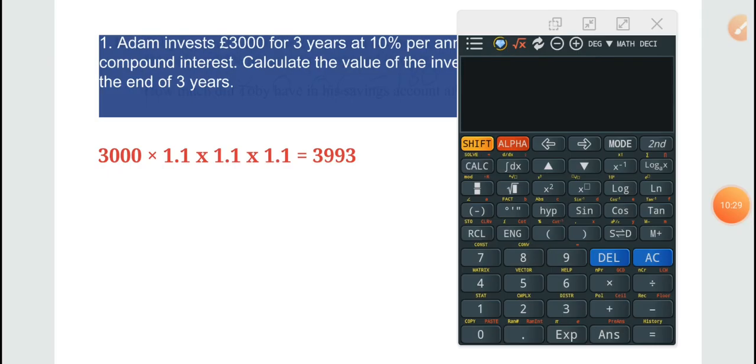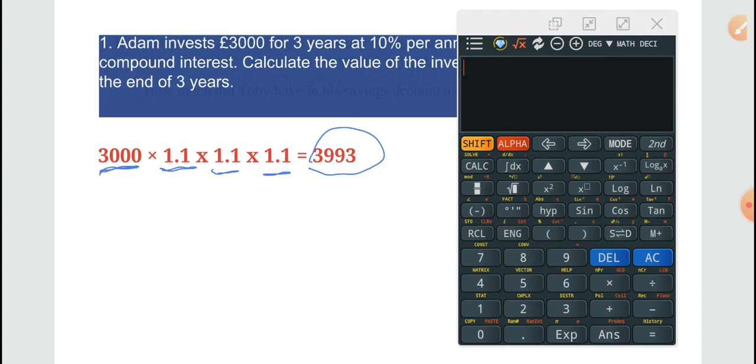So I've just tidied up a little bit. So remember, the £3,000 was what we invested at the beginning of the year. So we times by 1.1 because we increased it by 10% for the first year. Then because we increased it by another 10% the second year, we times by another 1.1, and then we times by another 1.1 for the 10% increase of the third year. So in total, at the end of the 3 years in our bank, we will have £3,993 because of the 10% compound interest over the 3 years.